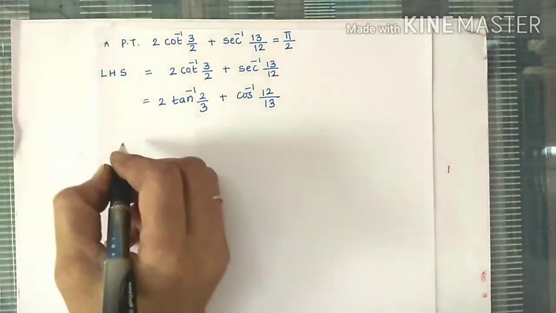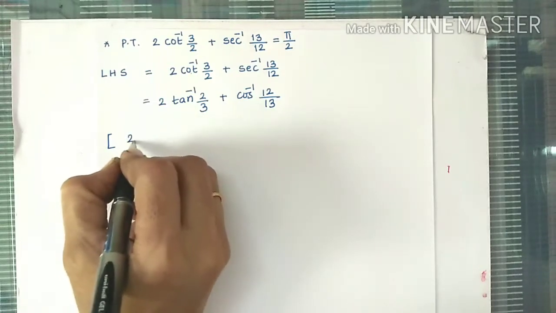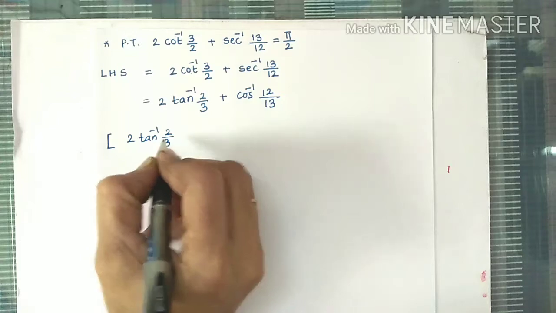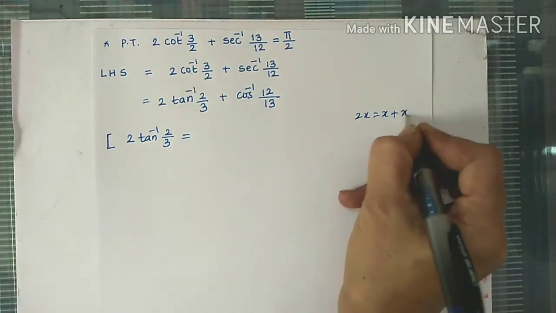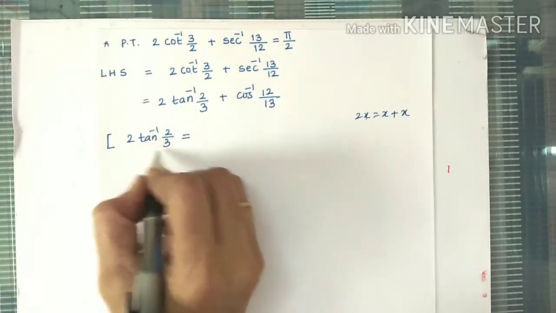So 2 tan inverse of 2 by 3. First let's simplify 2 tan inverse of 2 by 3. How we can do it: 2x is x plus x, so we have to add the same term twice. So here we have 2 into the term.